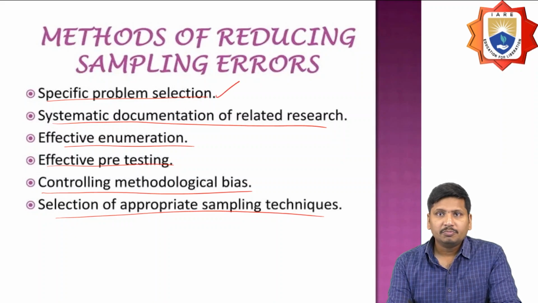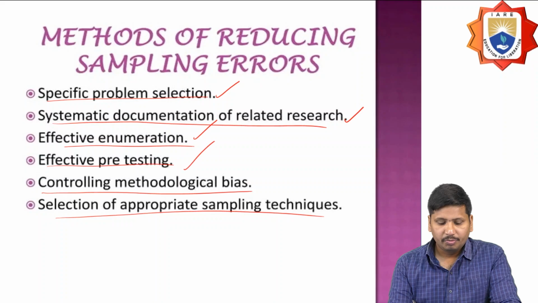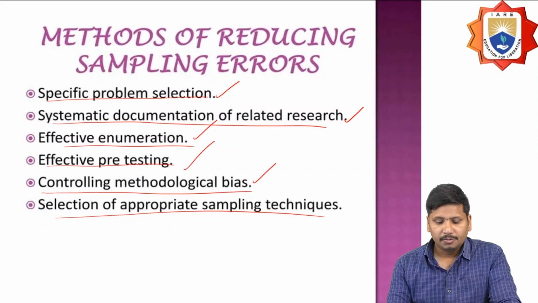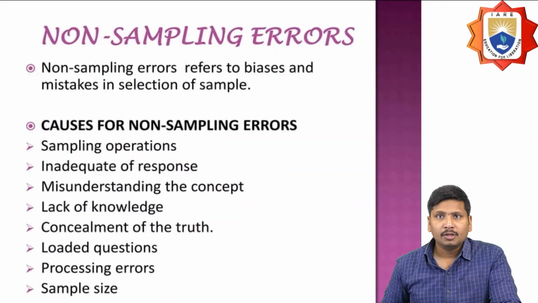The first one is the specific problem selection and systematic documentation of related research. The next one is effective enumeration and effective pre-testing, and then the controlling of methodological bias, and then selection of appropriate sampling techniques.